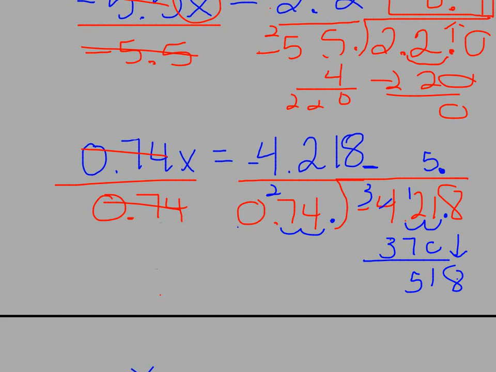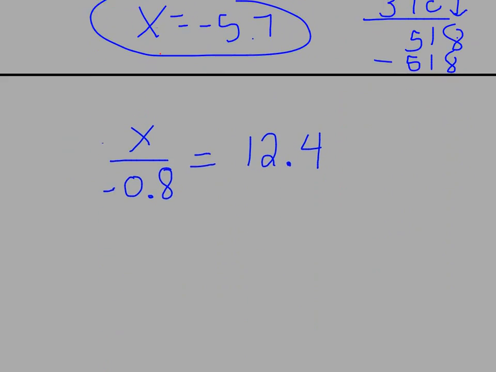74 into 518, I bet is 7 times. 7 times 4 is 28. And then 7 times 7 is 49, plus 2 is 51. So that was correct. And I knew since this one was negative, the answer was negative. So x equals negative 5.7.